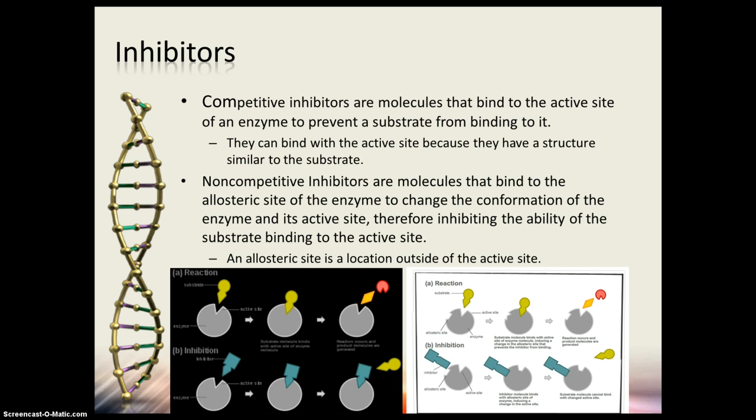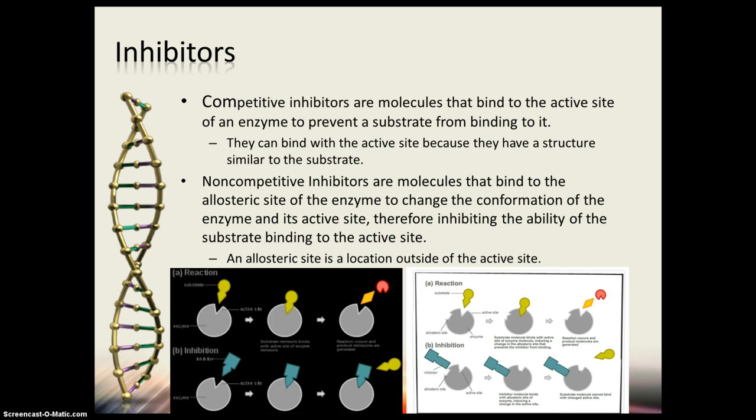Non-competitive inhibitors are molecules that bind to the allosteric site of the enzyme to change the conformation of the enzyme and its active site, therefore inhibiting the ability of a substrate binding to the active site. An allosteric site is a location outside of the active site.